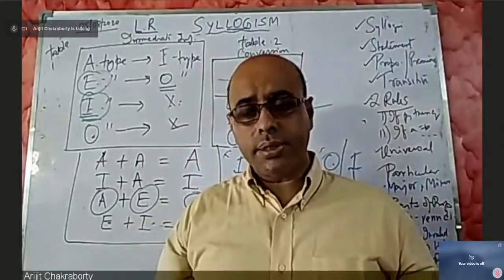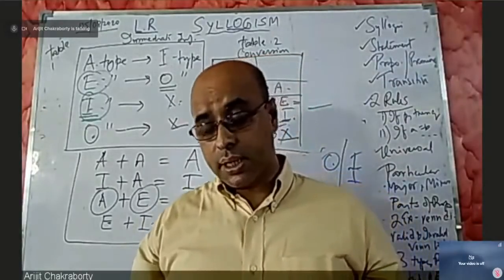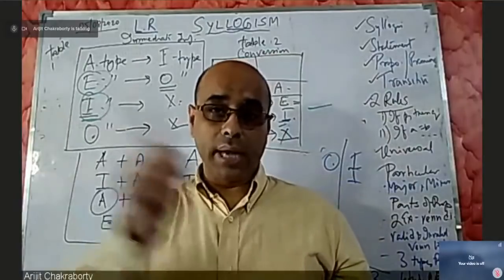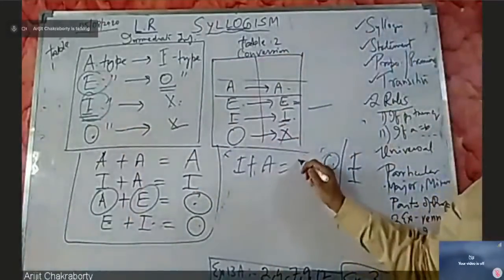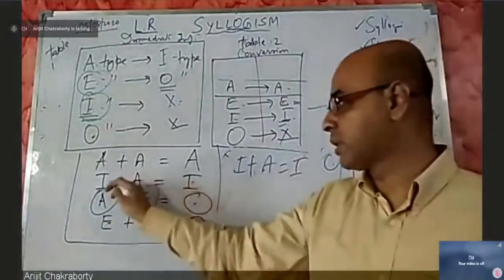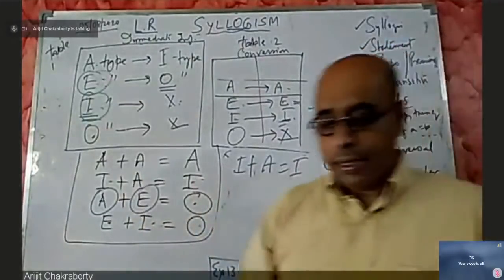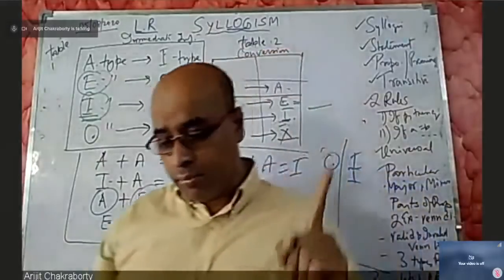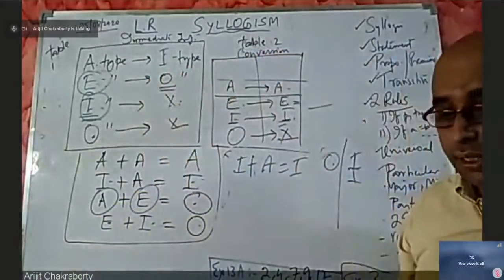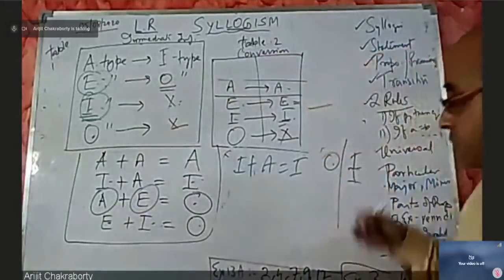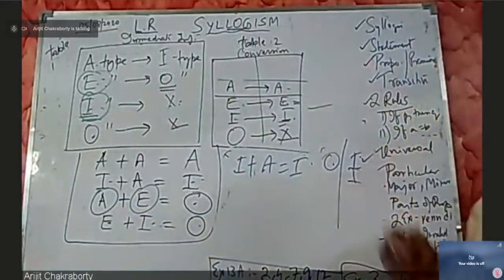Second statement is all directors are dancers. All directors are dancers is A type. So I plus A can give me only I. Conclusion number 1 is some actors are dancers. Some actors are dancers is an I type and correct.